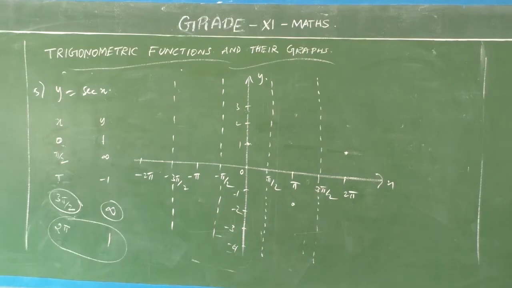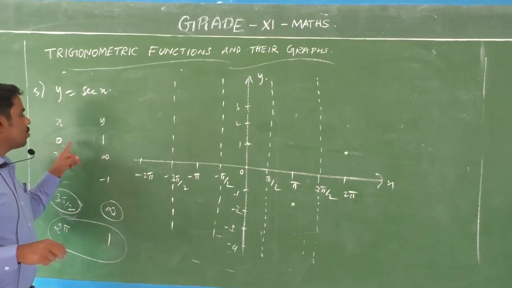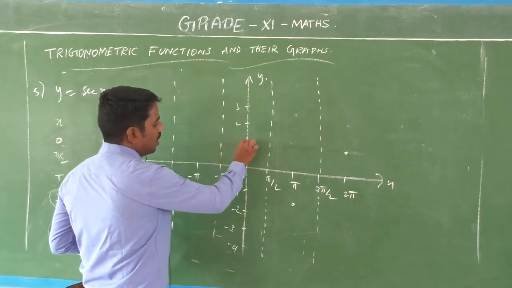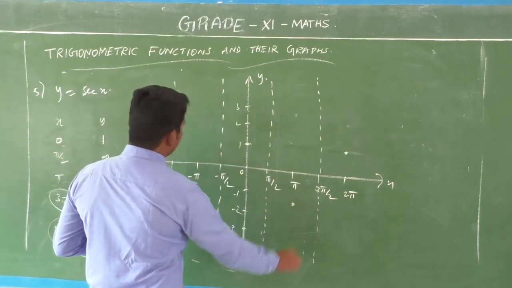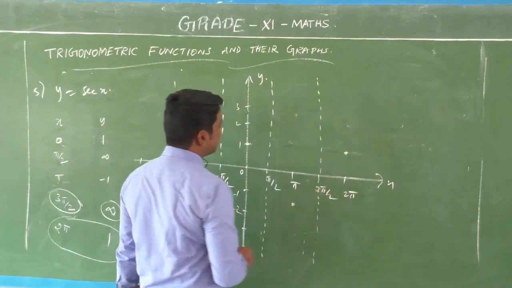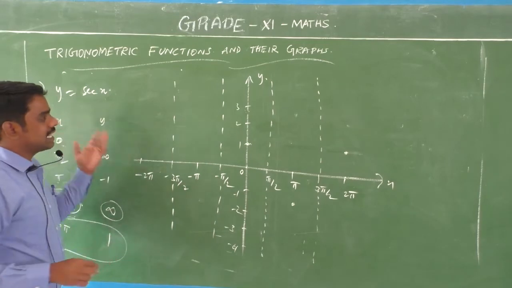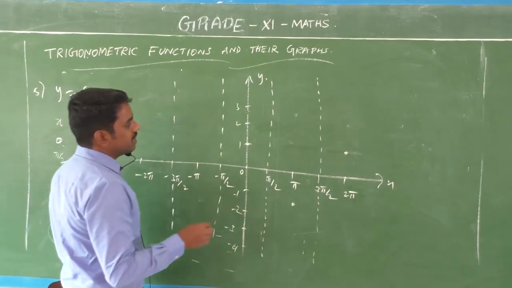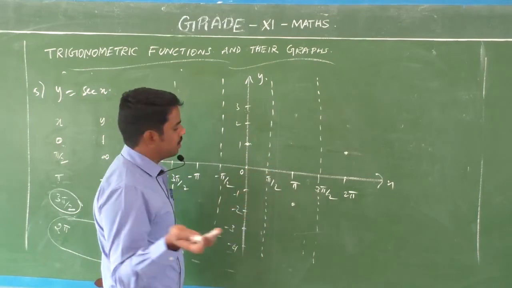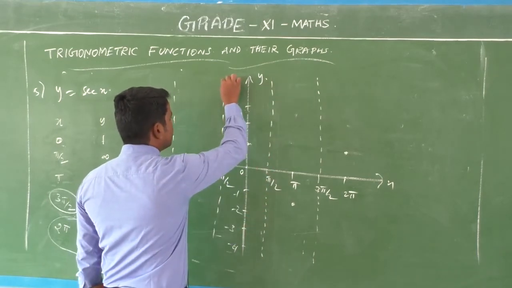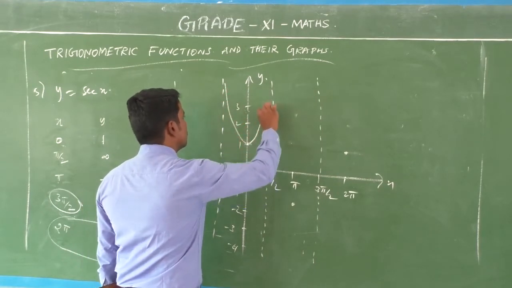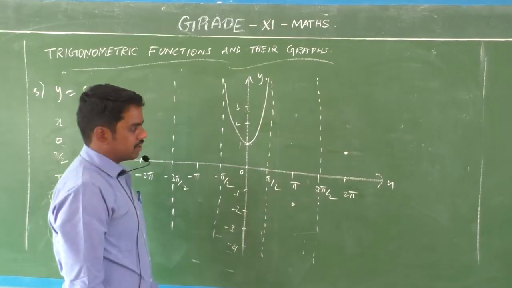Right. Here the coordinate points are 0, 1 and pi, minus 1. Next one, 2 pi, plus 1. Here at x equal to pi by 2, this curve y equals secant x is not defined. So the curve does not meet at x equal to pi by 2 and the odd multiples of pi by 2. So the curve passes through 0, 1. Okay.